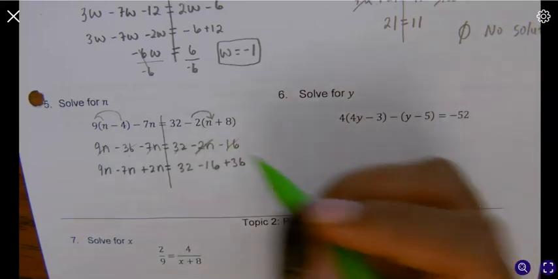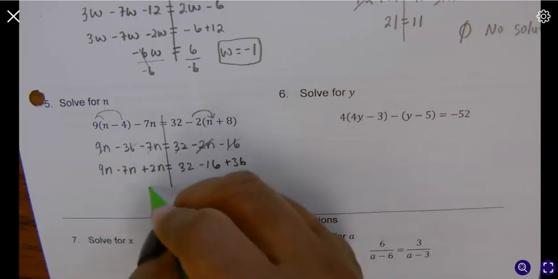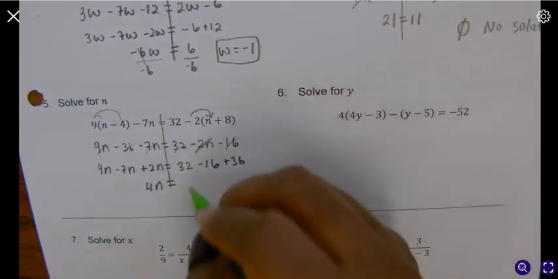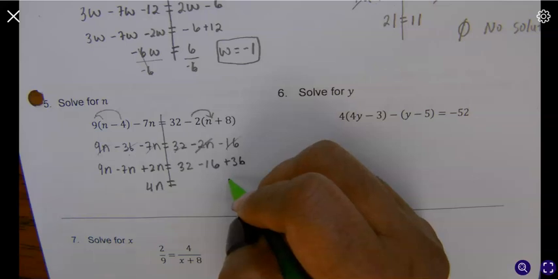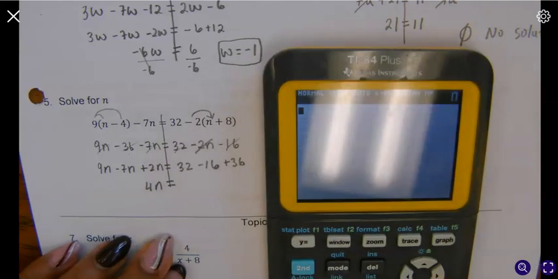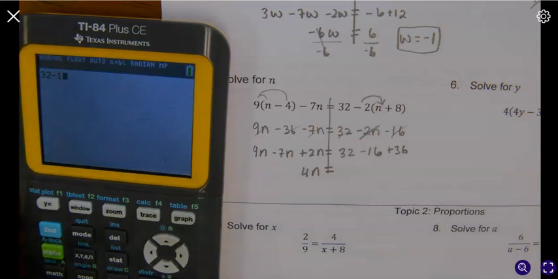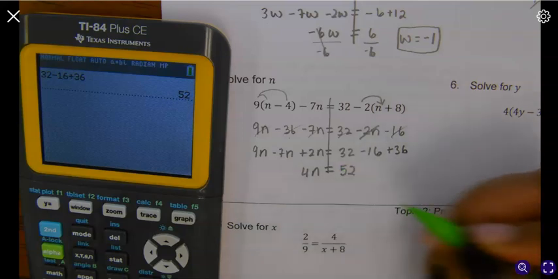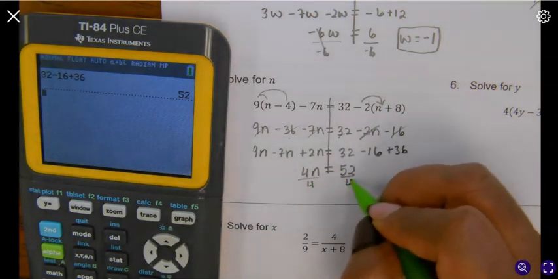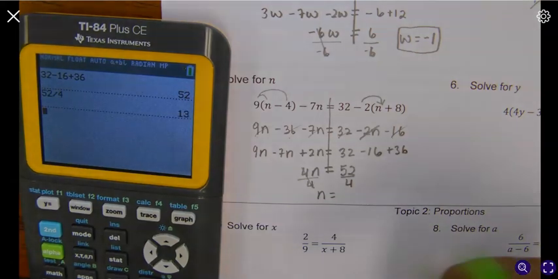Now we just have to simplify. So 9 minus 7 is 2, and then 2n plus 2n is 4n. 32 minus 16 is 16, and then let me get a calculator here for this one. So you have here 32 minus 16 plus 36 is 52. And then there we go. My final step is to divide. So you have n equals 52 divided by 4 is 13.